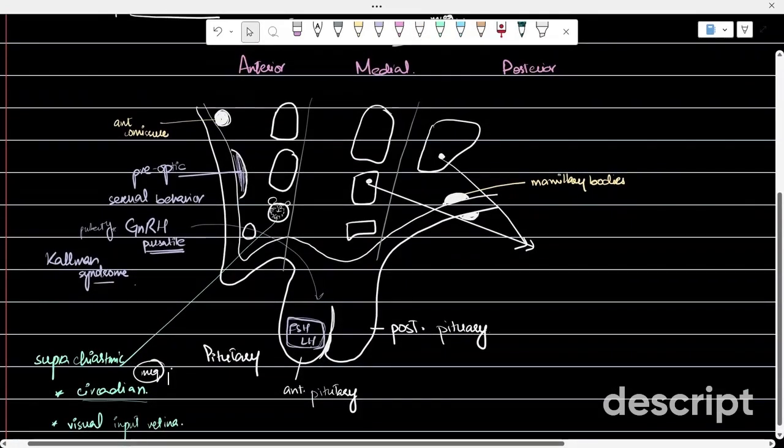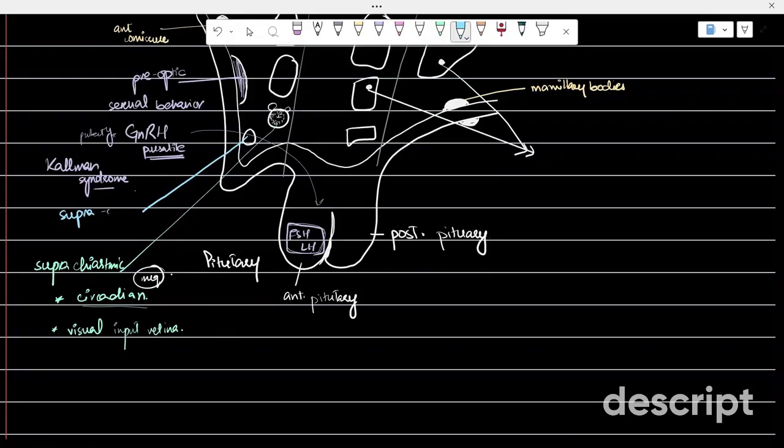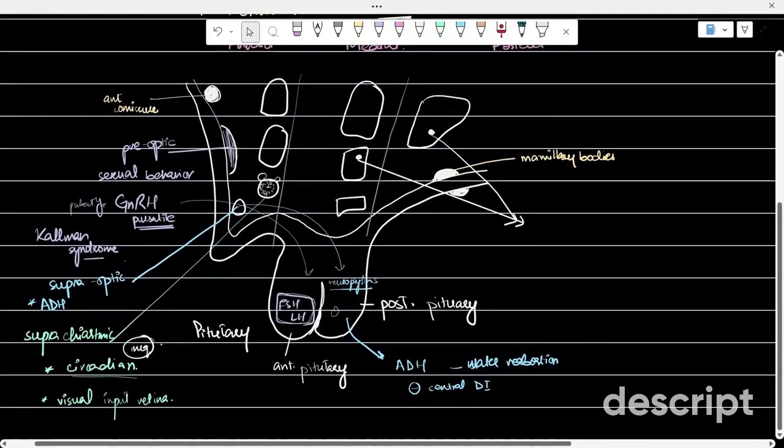Now coming on to the other nuclei of the anterior part of hypothalamus which are important, one of which is supraoptic. So supraoptic over here, as you can see with the blue color denoted, is related with water. So it releases ADH via the posterior pituitary. It is released with the help of neurophysins, and ADH is responsible for water reabsorption in kidney. And in case no ADH is produced, it can result in central diabetes insipidus. When they are released via neurophysins, they are stored in posterior pituitary and then they are released from the posterior pituitary.